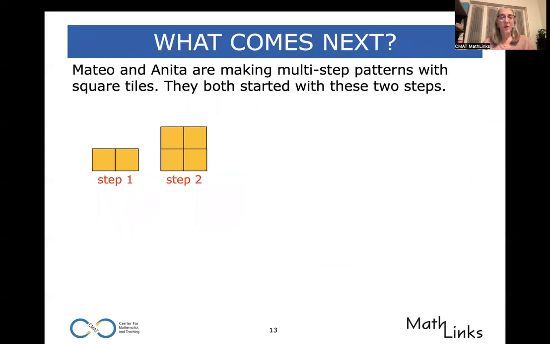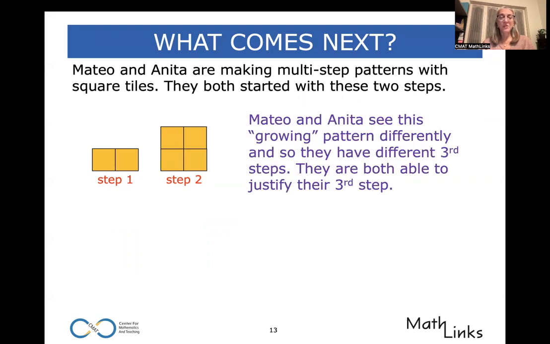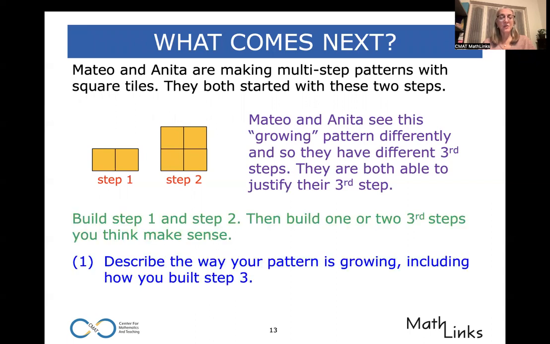We start with a growing pattern and ask students to build the first 2 steps, and then a third step that makes sense to them. Many students benefit from building each pattern with square tiles prior to drawing it. Students then write descriptions on the growing pattern and are asked to describe their third step. Once again, students can share as desired.